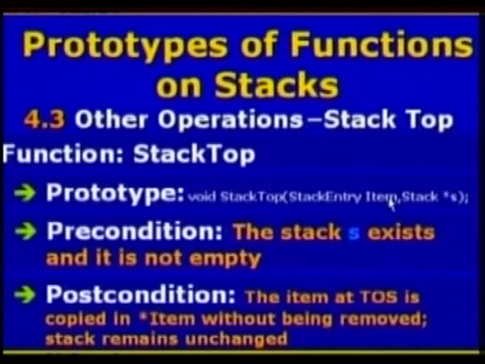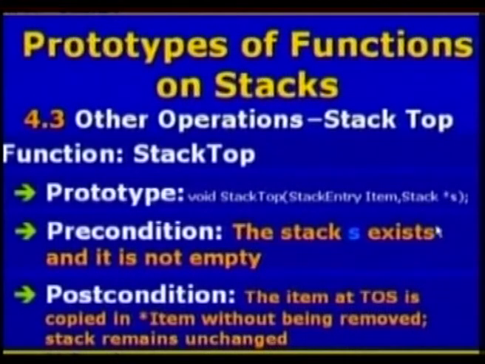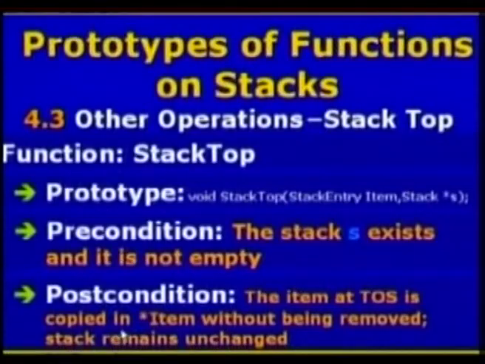But anyway, I have a stack which is already created, and it's not empty. It's like the case with the Bob, to make sure that I have entries actually to copy. And then as a result, I'm going to take whatever is on top of this stack and make a copy of it in this item here, and just return. Leave your stack as is, unchanged. So the item at top of stack is copied, and I underline this word, copied into item. This is correct, and I should have it right here, okay? Without being removed. So it's copied to item without being removed, and the stack remains unchanged.